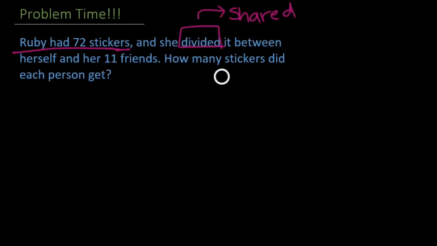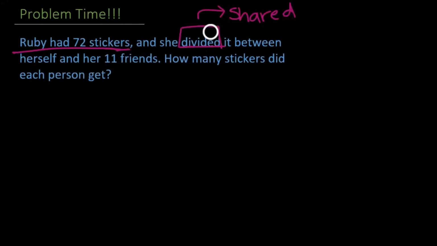Okay, I am assuming that you tried this out and you got an answer. So let's get started. Ruby had 72 stickers. And she divided it. Divided is a key word here. It's the same thing as shared. It doesn't matter if it's shared or divided. They both mean so-and-so is being divided by so-and-so. It's division. They both mean the same thing in a division problem.